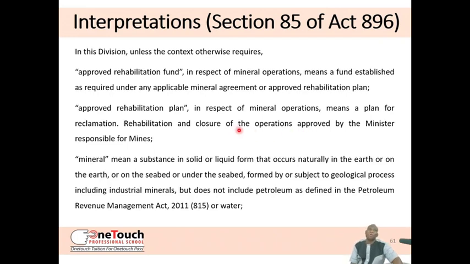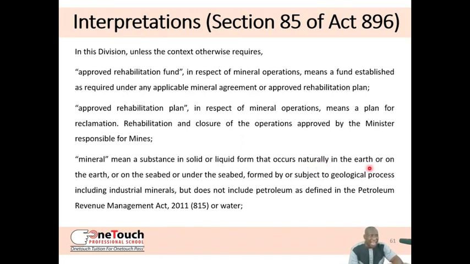What's the meaning of mineral? We have been using the word mineral. Mineral means a substance in solid or liquid form that occurs naturally in the earth or on the earth or on the seabed or under the seabed, formed by or subject to geological process, including industrial minerals, but does not include petroleum as defined in the Petroleum Revenue Management Act of 2011, and it also does not include water. So when you say a mineral, like gold, diamond, bauxite and all that, it can be a substance. It can be in a solid form. It can also be in a liquid form. But it must occur naturally.